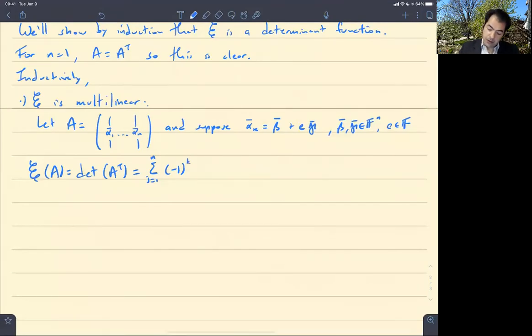So here I'll have (-1) to the k plus j, and then here I would have a_kj, but because I'm taking the transpose, I have a_jk. And then I would have the determinant of the matrix you get from the transpose by deleting the kth row and the jth column.